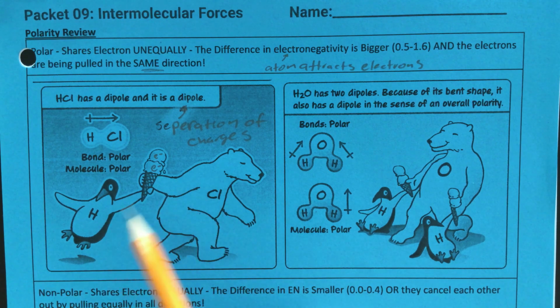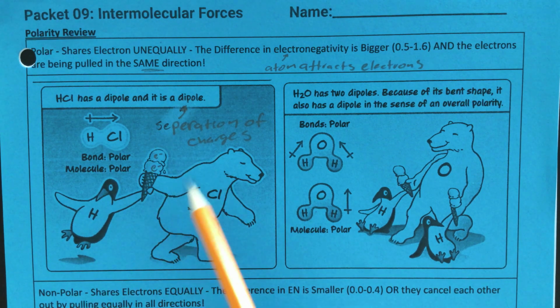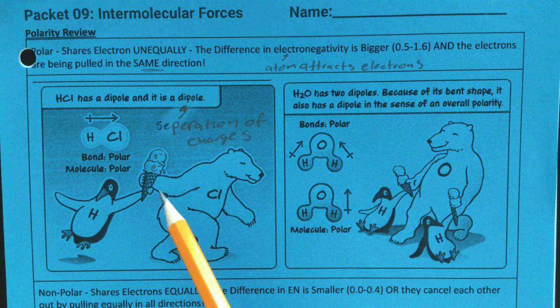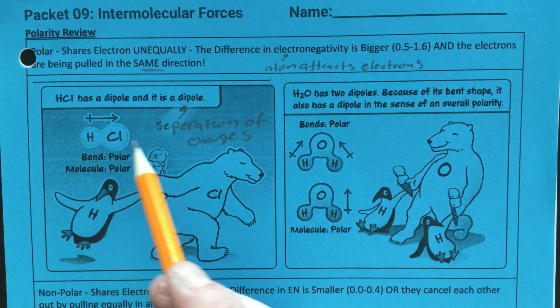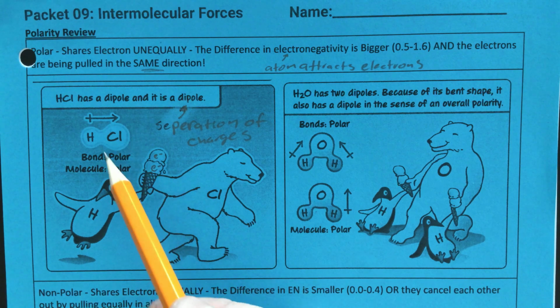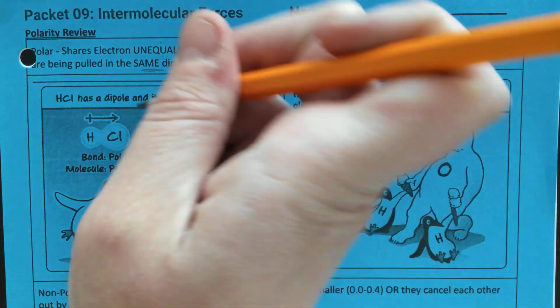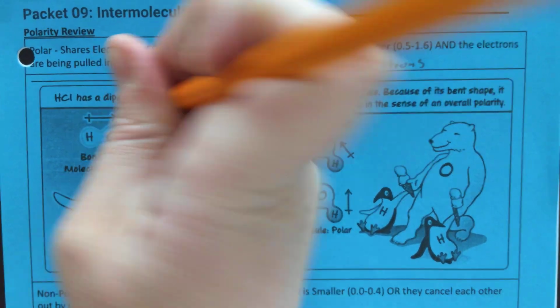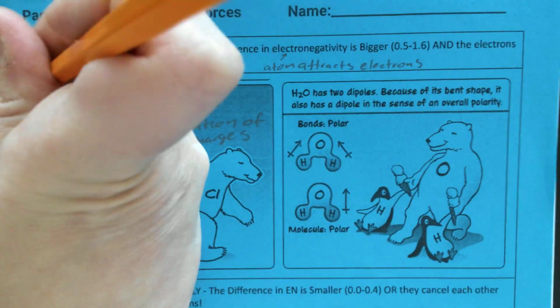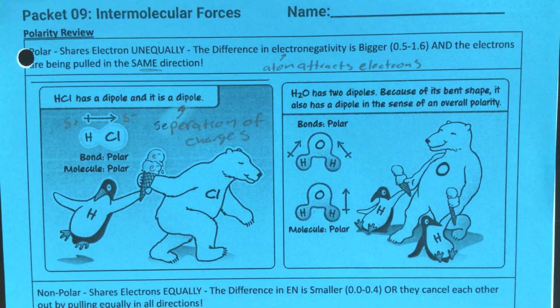So right now you can look, are they sharing this ice cream equally? No, the polar bear is attracting it more. So are these two atoms attracting the electrons equally? No, the chlorine is pulling them over to one side. Now what does this mean? That means our chlorine is going to be a little bit negative and our hydrogen is going to be a little bit positive. And if we remember, positives and negatives attract.